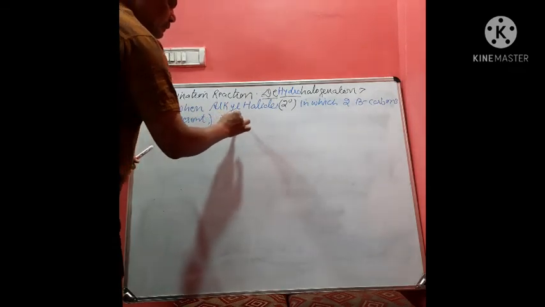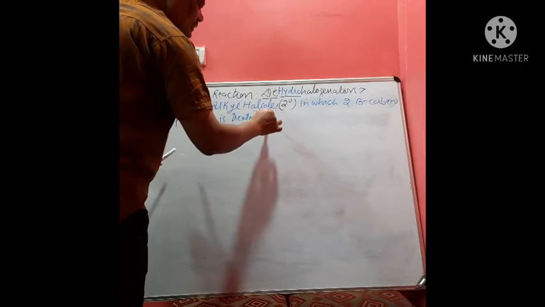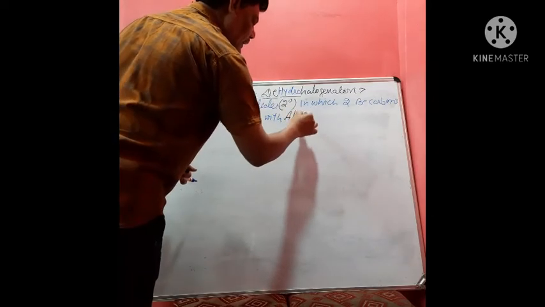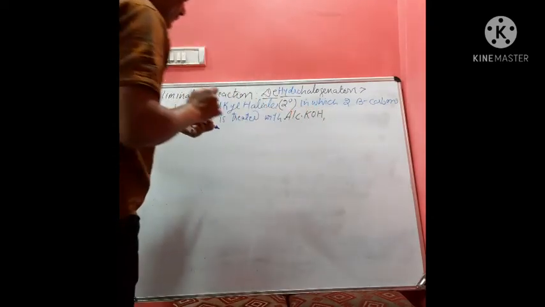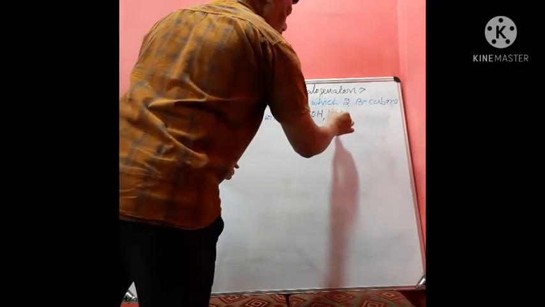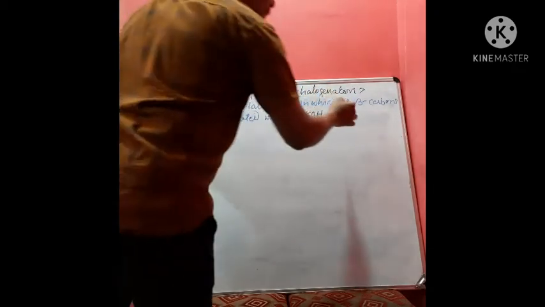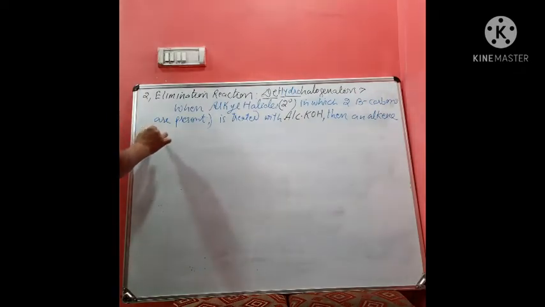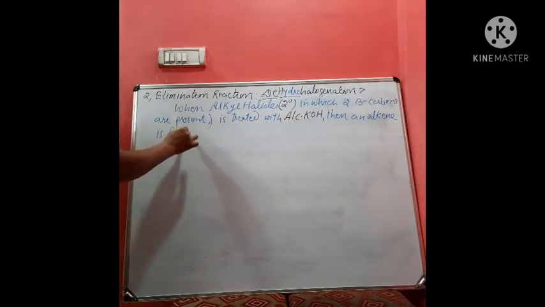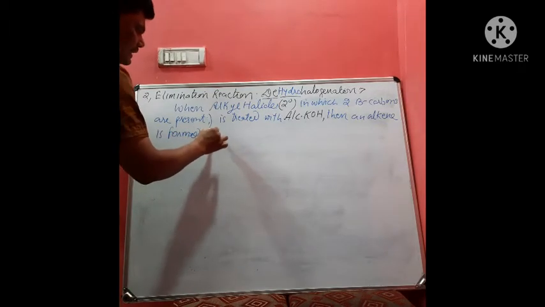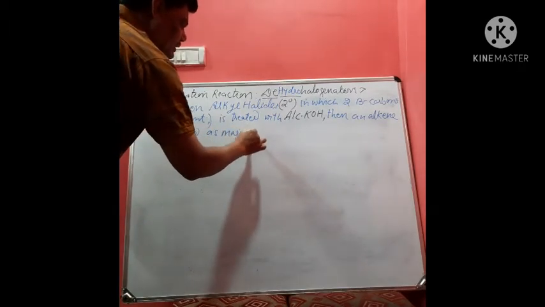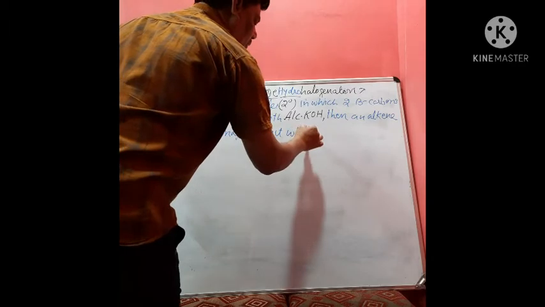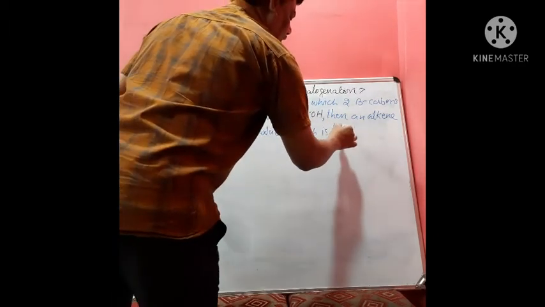Is treated with again the same reactant, alcoholic KOH, then an alkene is formed as the major product which is highly substituted.